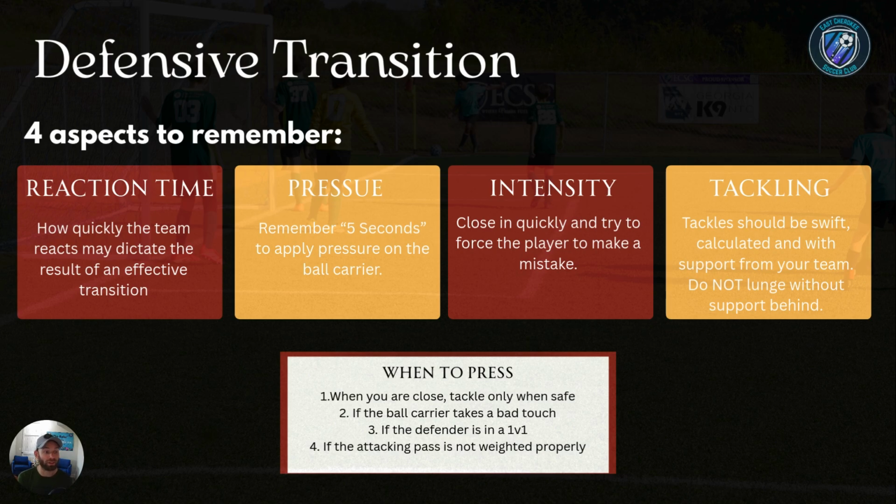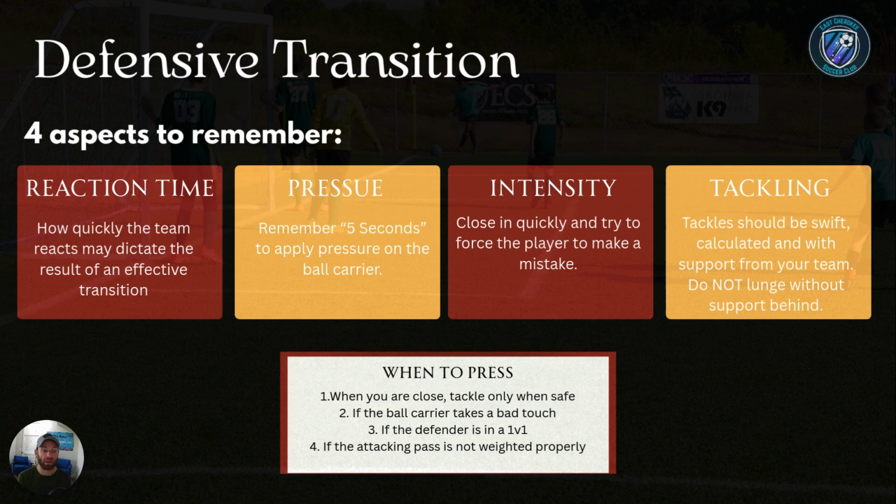Intensity. Close in and quickly try and force the player to make a mistake. The more intense your attack is, the more flustered that player with the ball is going to be. He's going to be off guard. He's going to try and hurry. He's going to try and find a pass that may end up being intercepted, and now you're transitioning back to the offensive side. Tackling. They should be swift and calculated with support of your team.